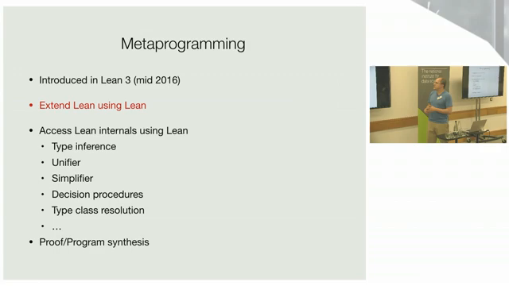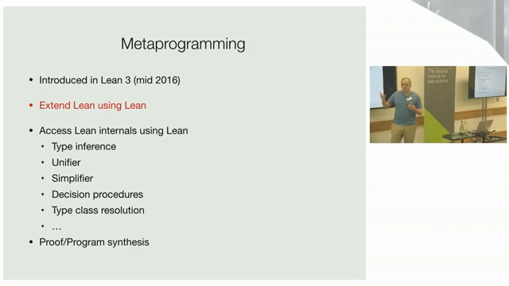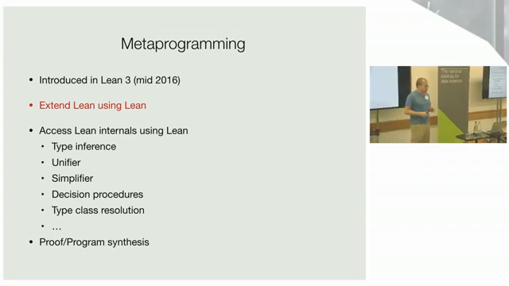But in Lean 3, which we started in the middle of 2016, we moved Lean in a slightly different direction. We introduced metaprogramming. The idea is to allow users to extend Lean using Lean itself, right? And give users access to the internals. Now the user can write Lean programs that use the type inference procedures that are inside Lean, use the unifier, use the simplifier, combine these things, and use the decision procedures. For instance, decision procedures that before were in black boxes like in Z3 are now available for users to use, right? And they don't have to learn two different languages. You can write your specification using Lean, and you can write your automation using Lean too.